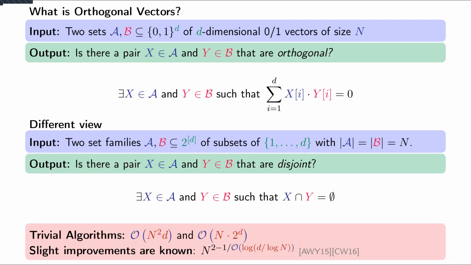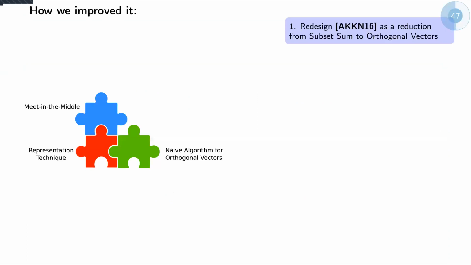In this talk, we will be considering algorithms that are linear in the size of n, and we will focus on improving the exponential dependence on d for some instances of orthogonal vectors.